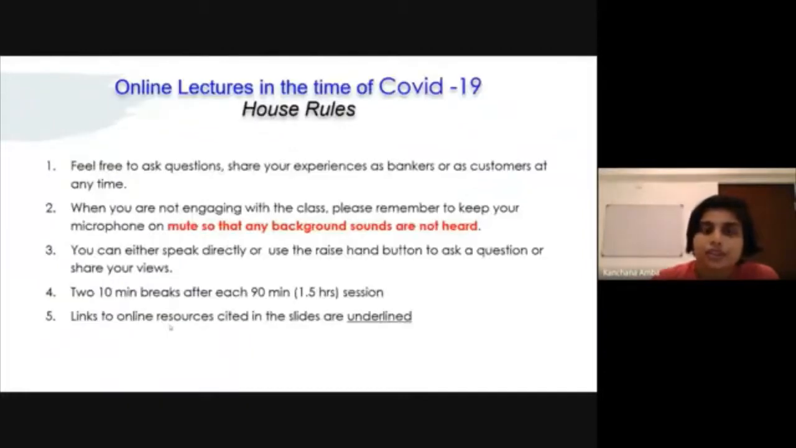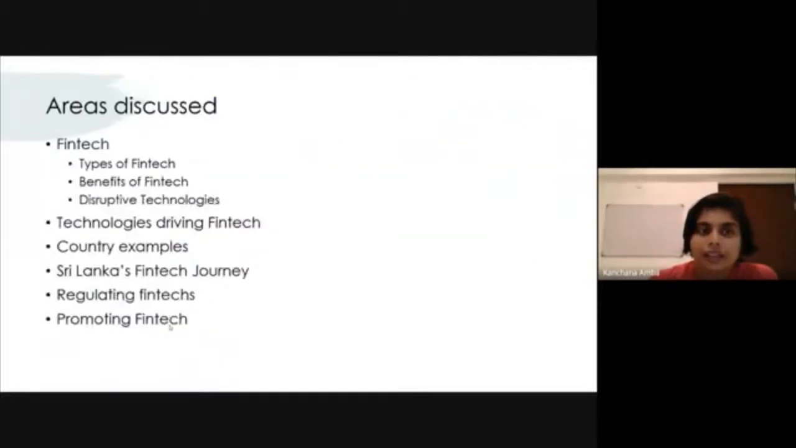The usual house rules apply. The areas we will be discussing, though not all of them today, begin with: what is fintech, conceptually? Then the types of fintech. As I said, it's very broad. Though fintech is one word, within it there is a very, very wide area. Then the benefits of fintech. Why are we bothering about fintech? Why is so much money being put into fintech worldwide? What is so great about it, and what are the benefits that everyone is running behind?